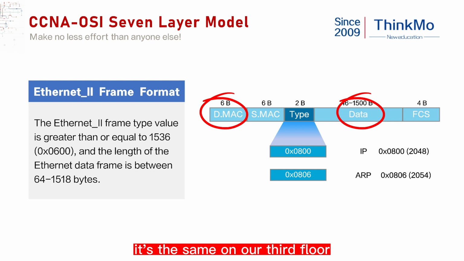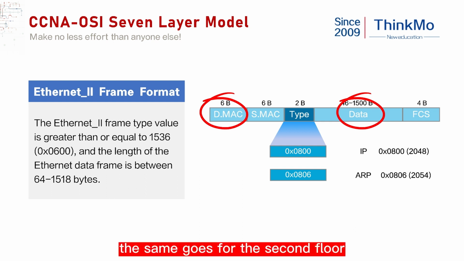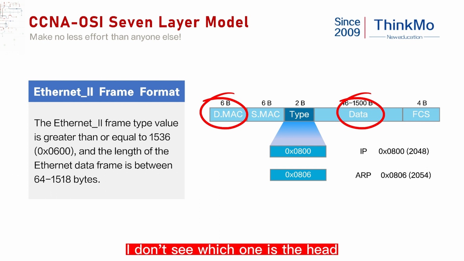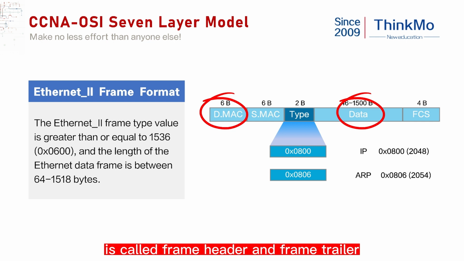It's the same on our 3rd layer. The 3rd layer will not look into the 4th layer. I just think you're full of data. Only what I encapsulate is called the header. The same goes for the 2nd layer. After a few layers of encapsulation above us, I don't see which one is the head. I think it's all data. Only what I encapsulate is called frame header and frame trailer.